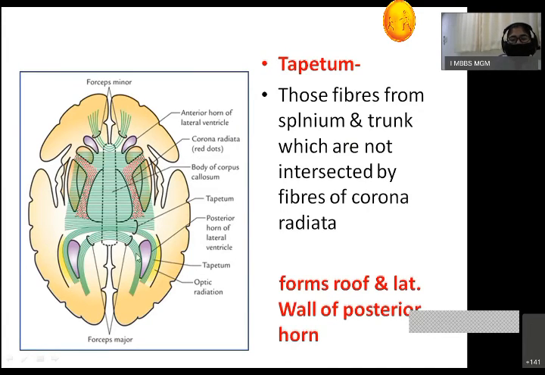This is the posterior horn of the lateral ventricle, and these red dots you can see, this is corona radiata. This is the anterior horn of the lateral ventricle. This is the body of corpus callosum. Tapetum are those fibers from the trunk and splenium of the corpus callosum which are not intersected by the corona radiata. These fibers are called tapetum. It forms the roof and lateral wall of the posterior horn of the lateral ventricle.